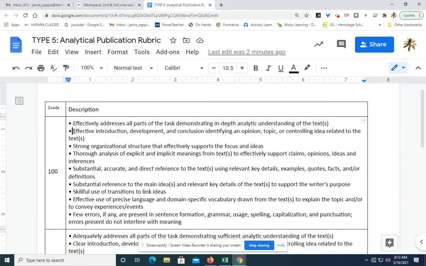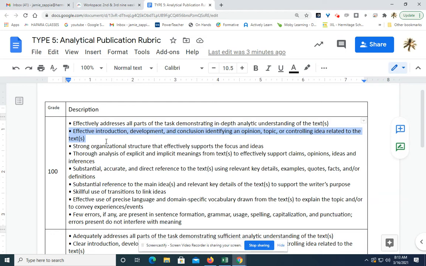The next bulleted item says to have an effective introduction, development, which is your body, and conclusion, identifying an opinion, topic, or controlling idea related to the text. This is in regards to our text structure. This means that we can see clear paragraph breaks, not just one lumped item. I should see your intro, I should see your body paragraphs, I should see your conclusion. It also means we see that thesis statement in the introduction.